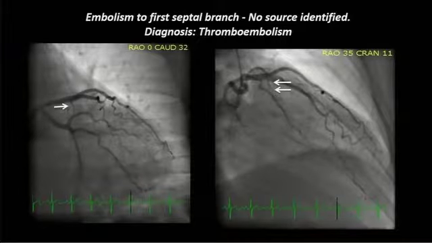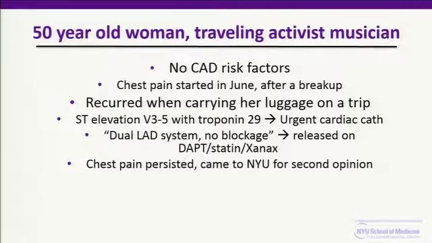And we'd have to look carefully at that angiogram to make sure we're looking at every branch to find it. Here's a different case, a 50-year-old woman who is a traveling activist musician. She has had a very stressful year. She has no coronary disease risk factors. Her chest pain started in June after a breakup. Then it recurred while she was carrying her luggage on a trip. She had ST elevation in the anterior leads and a peak troponin of 29.